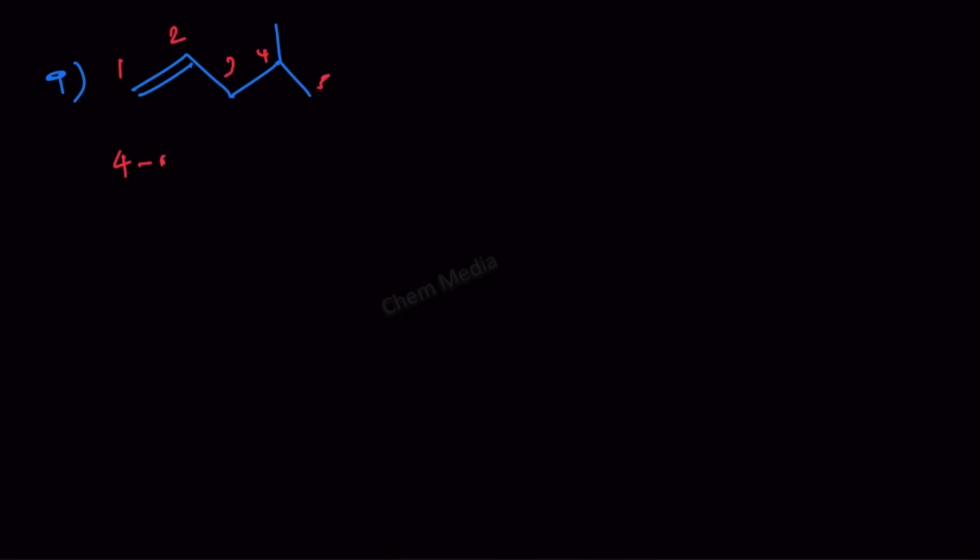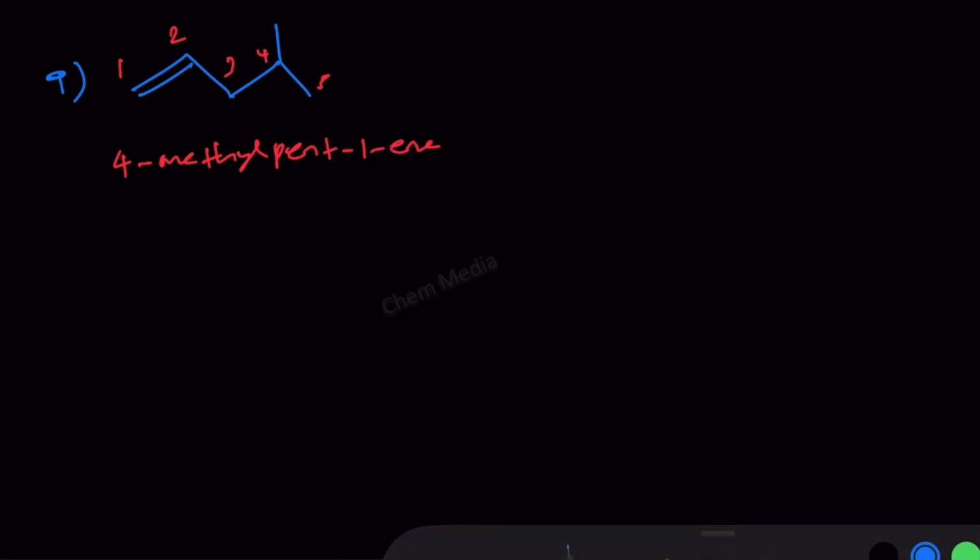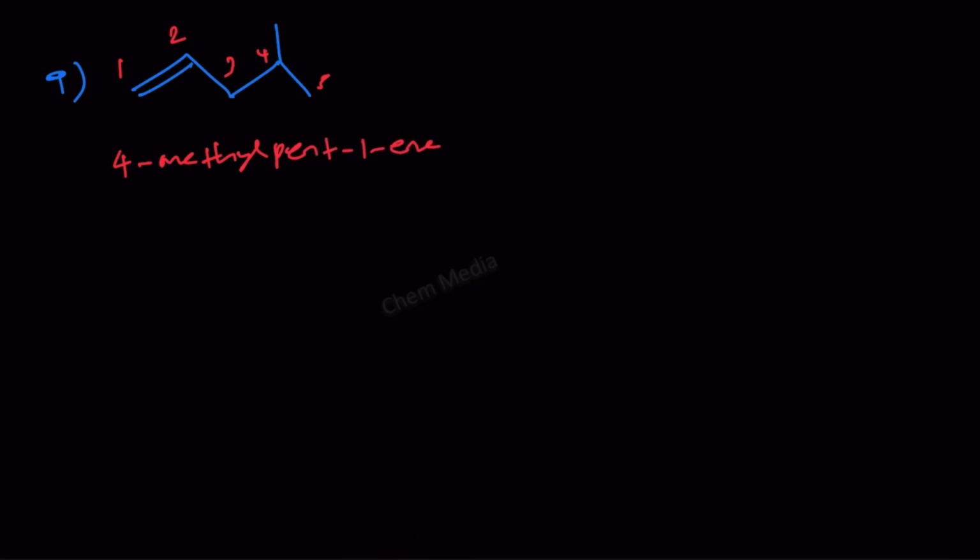1, 2, 3, 4, 5, double bond at 1 position, and then 1 methyl group at the 4th position. So this is 4-methylpent-1-ene. No cis-trans isomerism is possible because on one end of the double bond we have 2 hydrogens. And then number 10, we are exhausted with the pent-1-ene option. Let's go to the pent-2-ene option.